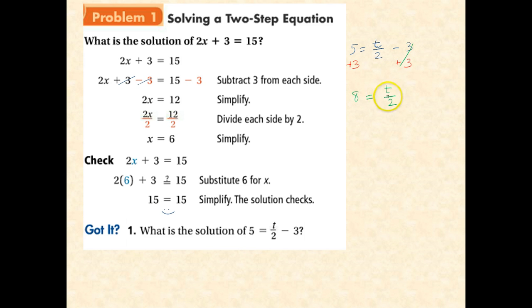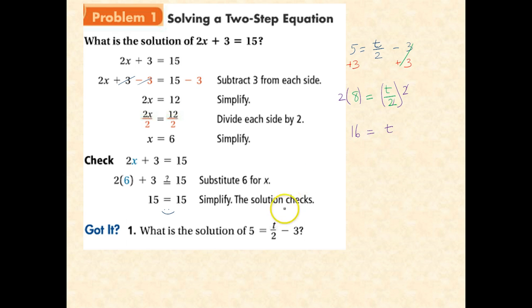Okay, now I just have one operation left to deal with. I got t divided by 2. What's the opposite of dividing by 2? It is multiplying by 2. So I'm going to multiply both sides by 2. And I get 16 equals t.